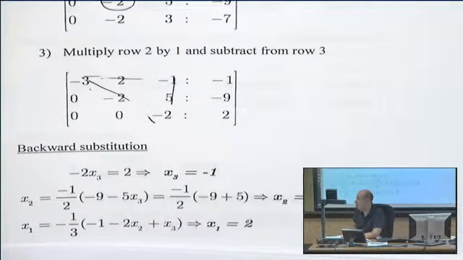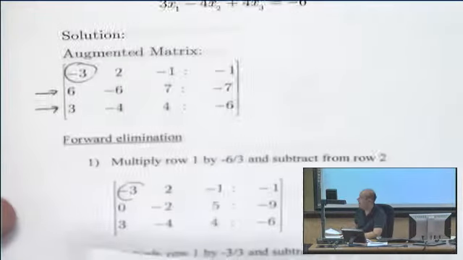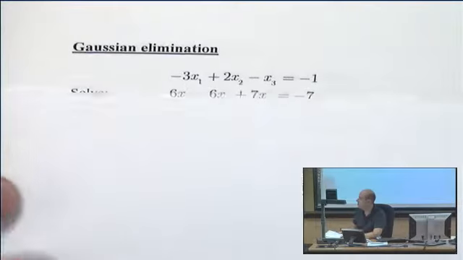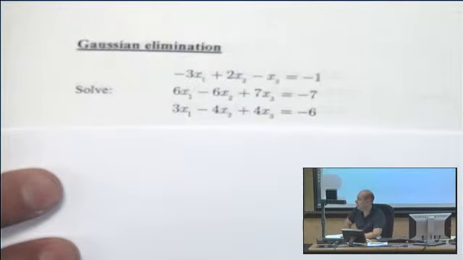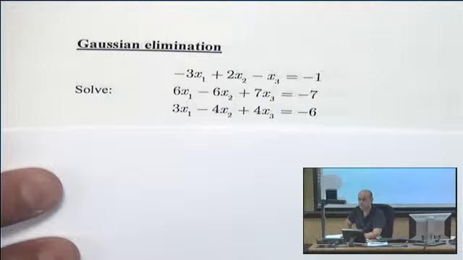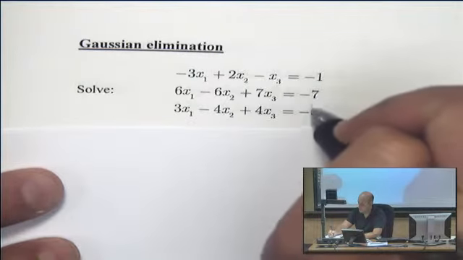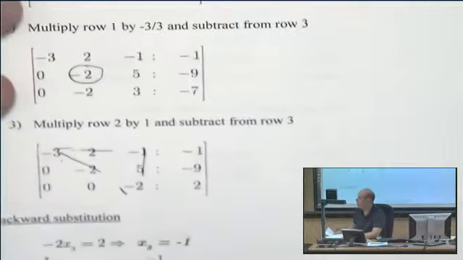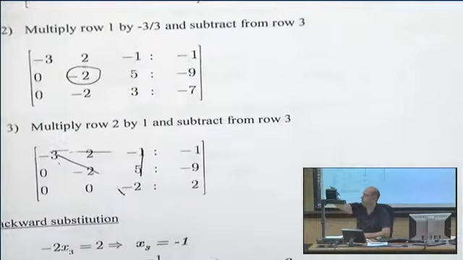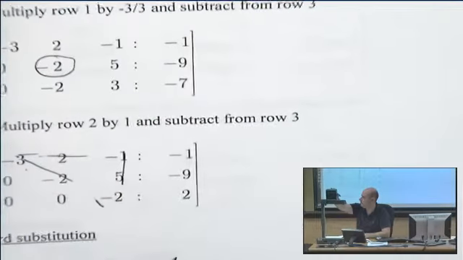And if you don't know if that's right or not, you just take your x1, x2, and x3, put them back into your original system of equations, and see if you get the right answer. If you plug those in, you should get negative 1, minus 7, and minus 6. If you do, then it's right. If you don't, you made an error somewhere. If you didn't follow that, rewind it and watch it again, but that's how you do Gauss elimination.